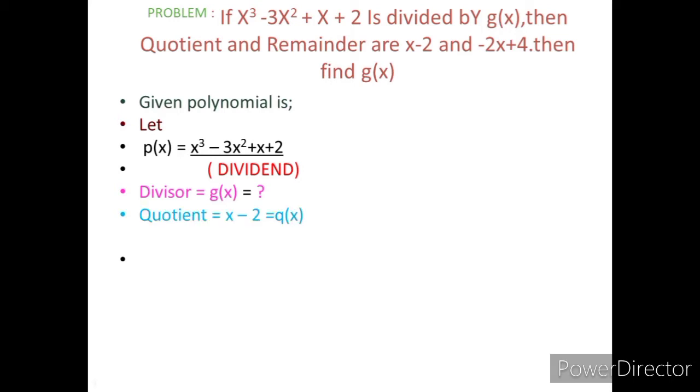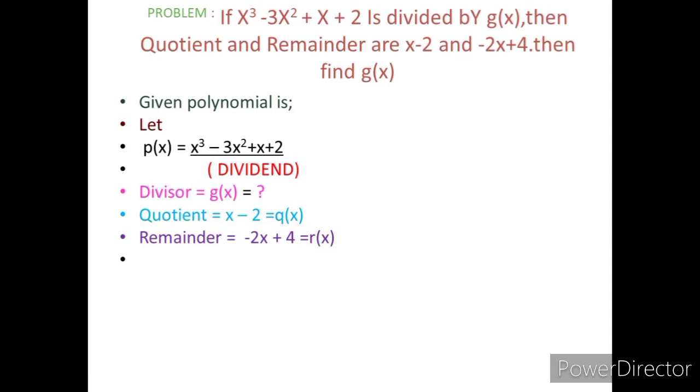Yes, you have to write down the quotient. According to the problem, what is the quotient? Here the first word, first polynomial, x minus 2. According to the algorithm, the quotient is nothing but q of x. Can you imagine what is the next one? Yes, the remainder. Here the remainder, you can find as the second term, therefore the second polynomial. It is nothing but minus 2x plus 4. According to the algorithm, it can be taken as r of x.